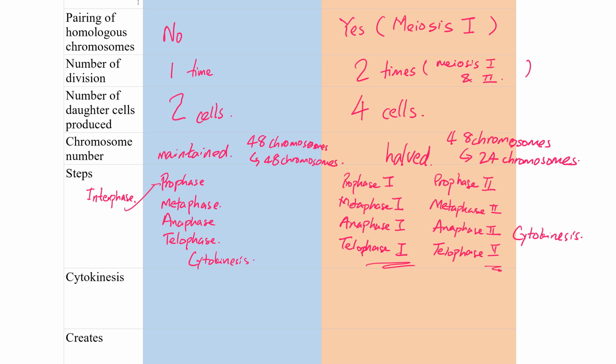Okay? Notice that for meiosis, we code the names with 1 or 2. So if you see prophase but there's no 1 or 2, you know that we're referring to mitosis. If I say prophase 2, then you know that it is part of the process of meiosis. Only meiosis has 1 or 2 as the code for the steps of its process.